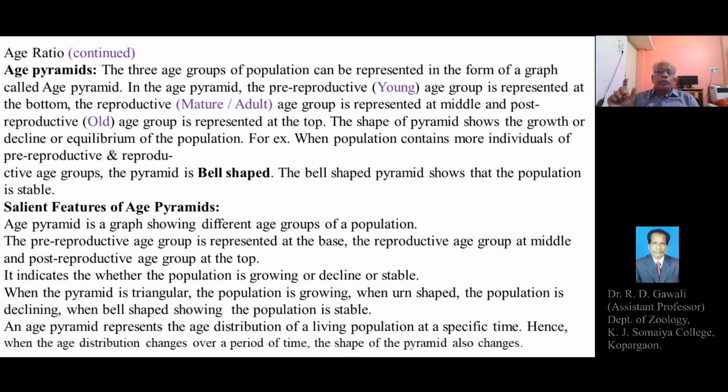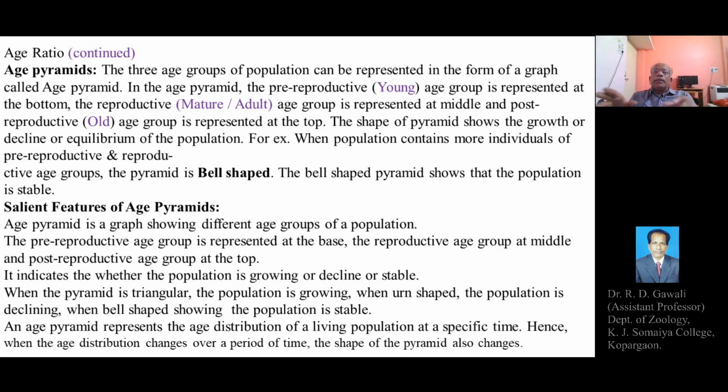An age pyramid represents the age distribution of a living population at a specific time. Hence, when the age distribution changes over a period of time, the shape of the pyramid also changes. It means in a definite number of individuals of a population, there are various age groups.